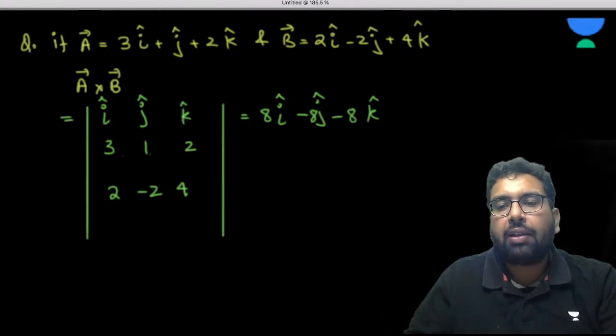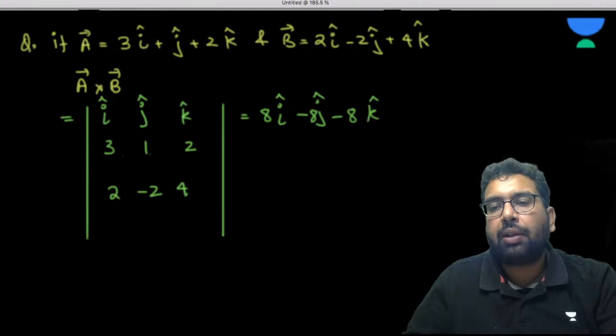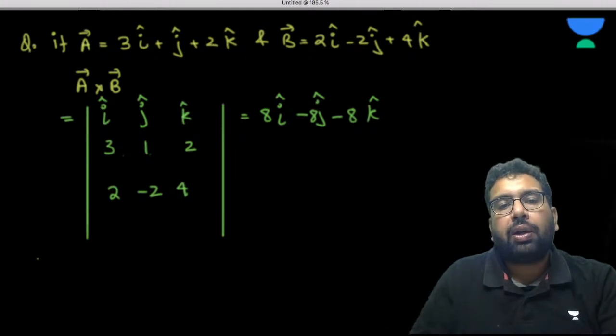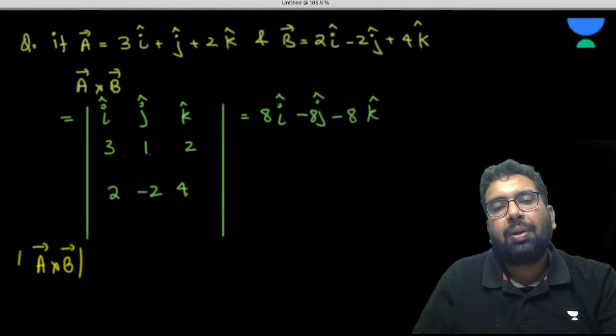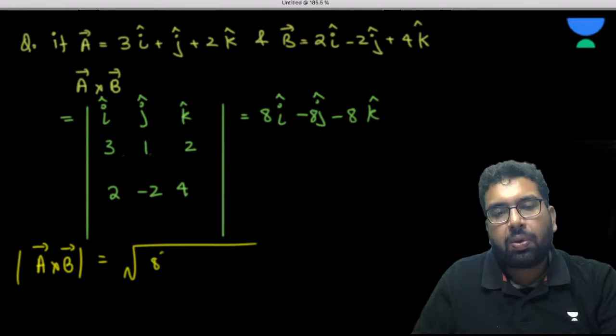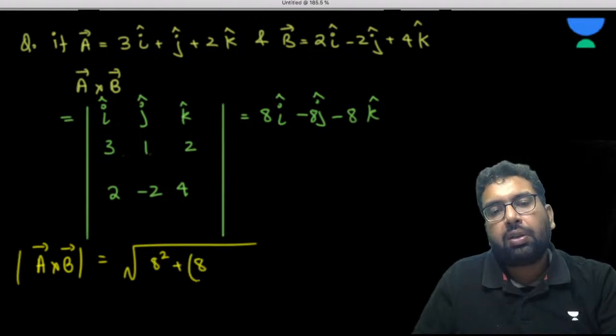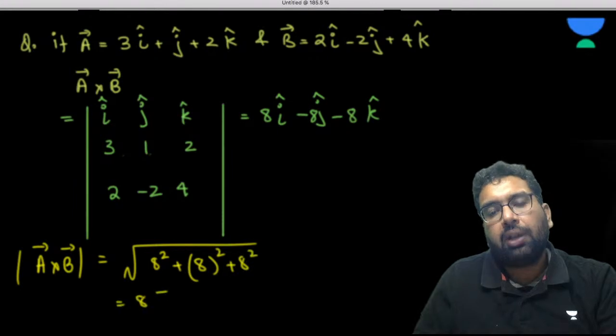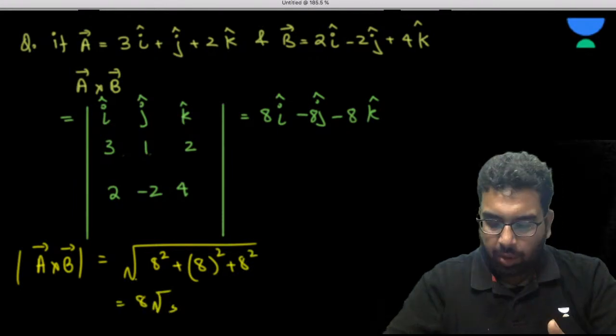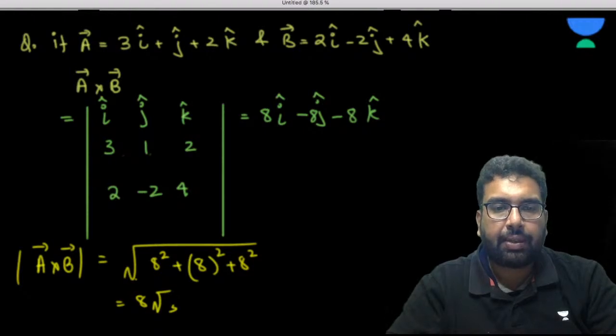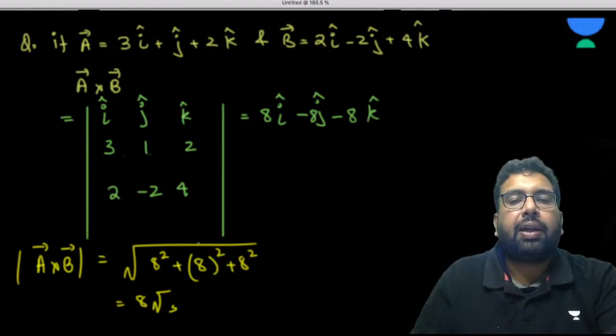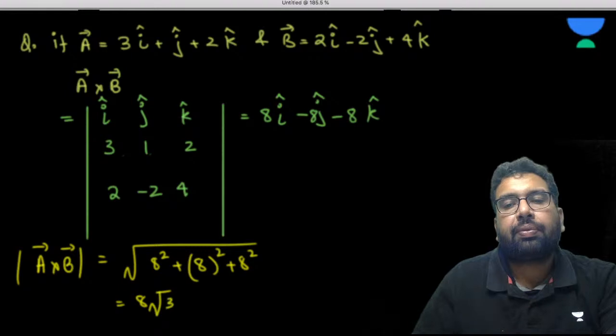Now, if they are asking you what is going to be the magnitude of it, so simply the magnitude is going to become root over. So we know how to get the magnitude of a vector in Cartesian. So it's minus, do nothing. So it will become 8 root 3. Please answer me, Beta. Is it clear or not? It will become 8 root 3.